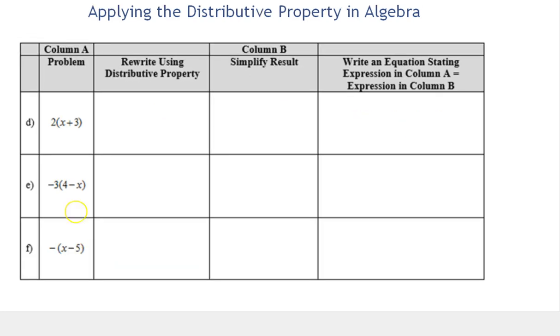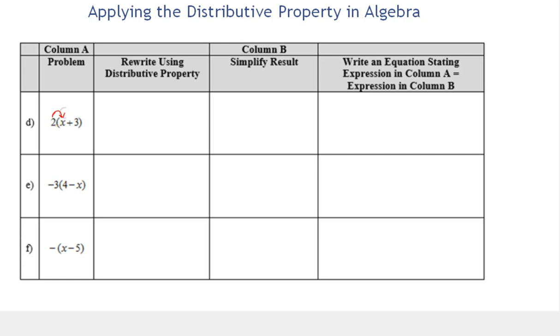So in these three problems, notice the x is within the parentheses, not on the outside. So we're going to use the distributive property here really for a different reason. Our goal is going to be to multiply 2 times the sum of x plus 3. Okay? In this case, we cannot add x and 3 because we don't know what x is. So instead, we're going to rewrite it using the distributive property.